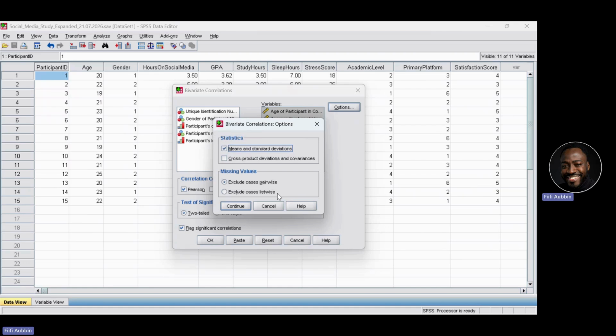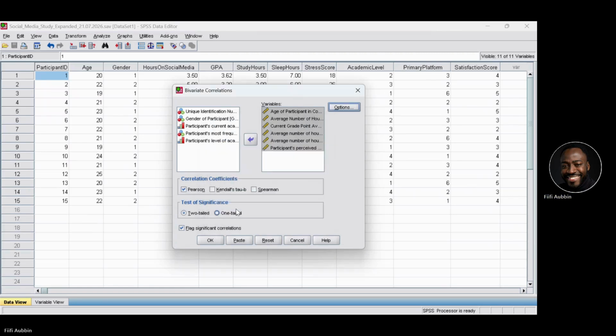So for today's lesson, however, our data set contains no missing values, so either option will produce exactly the same result. So I'll leave the default setting unchanged. I'm going to click on continue, and we click on OK to check our output.